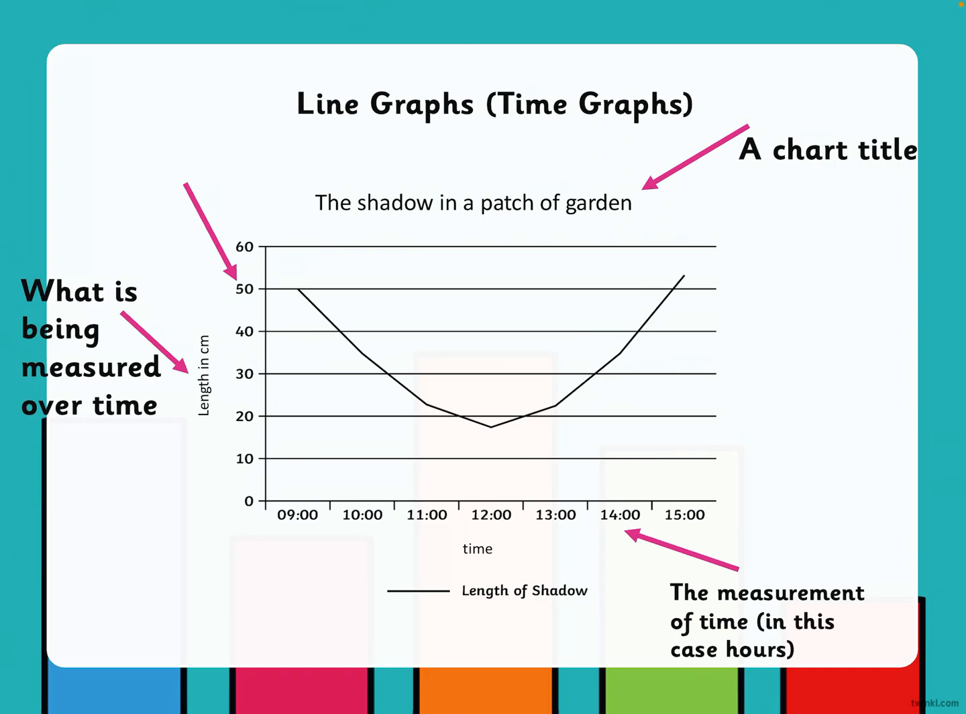We need to show what is being measured over time. So in this case, the length of a shadow is being measured over time. And there needs to be a clear scale. This one is going up in tens.